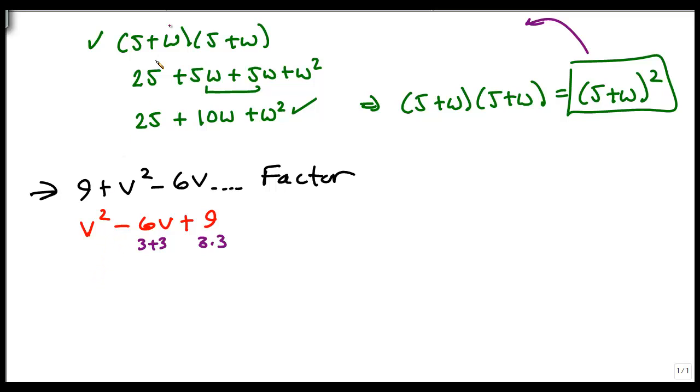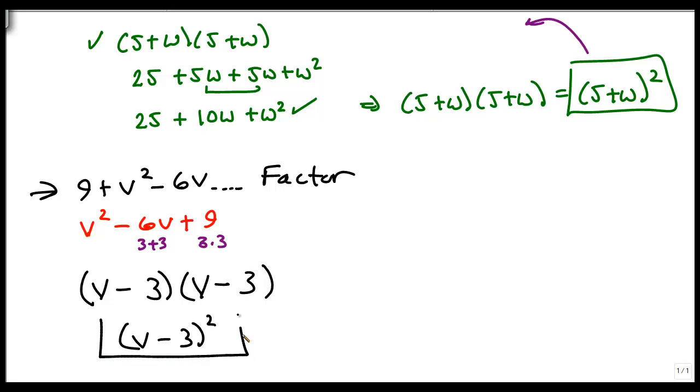So this will factor, and in my front positions for my FOIL we'll go v and v. In my back positions, 3 times 3 is 9. Now I need a positive 9, but when they add them together I need a negative 6v, so both these signs need to be negative. And so I'm left with v minus 3 quantity squared. Okay, because I'm multiplying it by itself, I can go with that quantity squared.